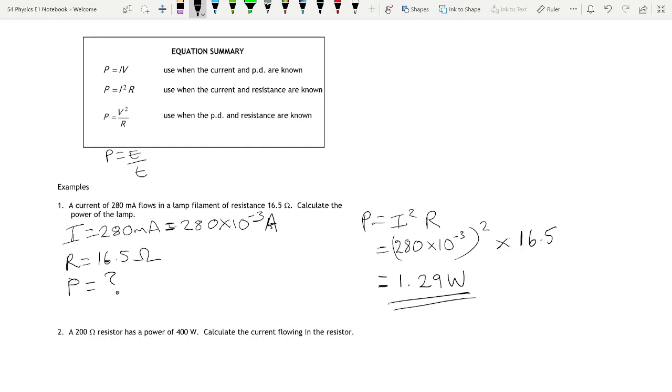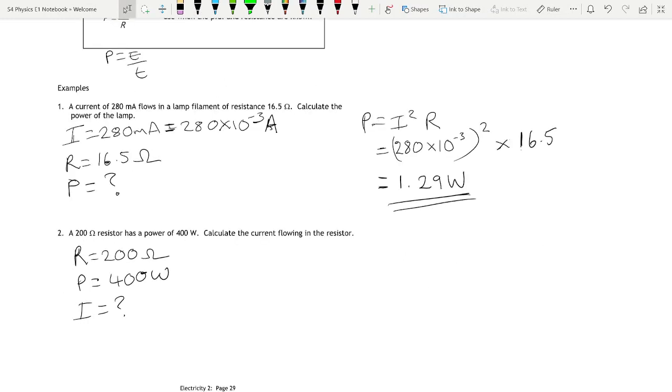Have a go at questions 2 and 3. Just have a go at them and then we'll go through them in a second. So number 2, you've just been given P, I and R again. So you're going to use the same equation.